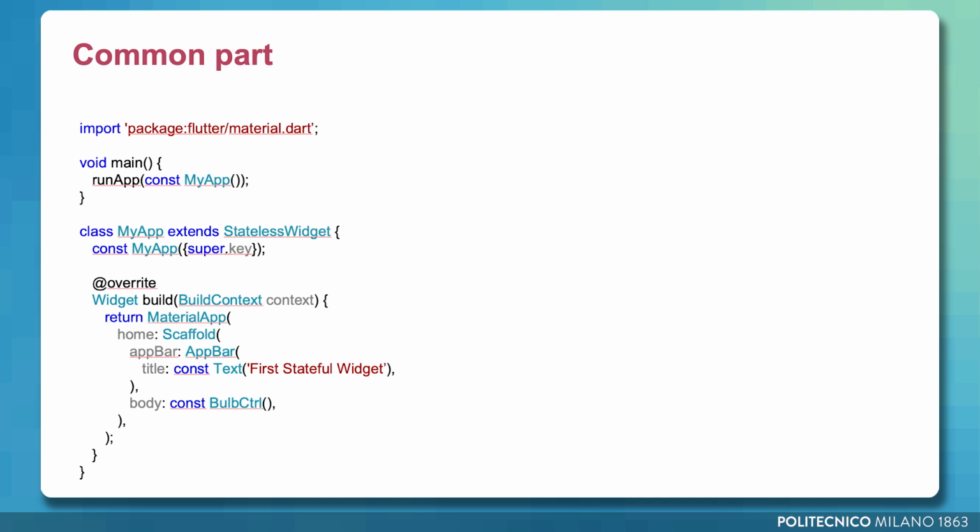We use a simple stateful widget that implements the controller of the bulb, which in this case is called BulbCtrl. The structure of the application is the usual one, so there's no need to comment on it in detail. We define the main function, which calls runApp, and then we create the typical structure based on MaterialApp and Scaffold. If we look at the main widget of the application, we see that the stateful widget is responsible for managing the state of the bulb and updating the user interface accordingly.